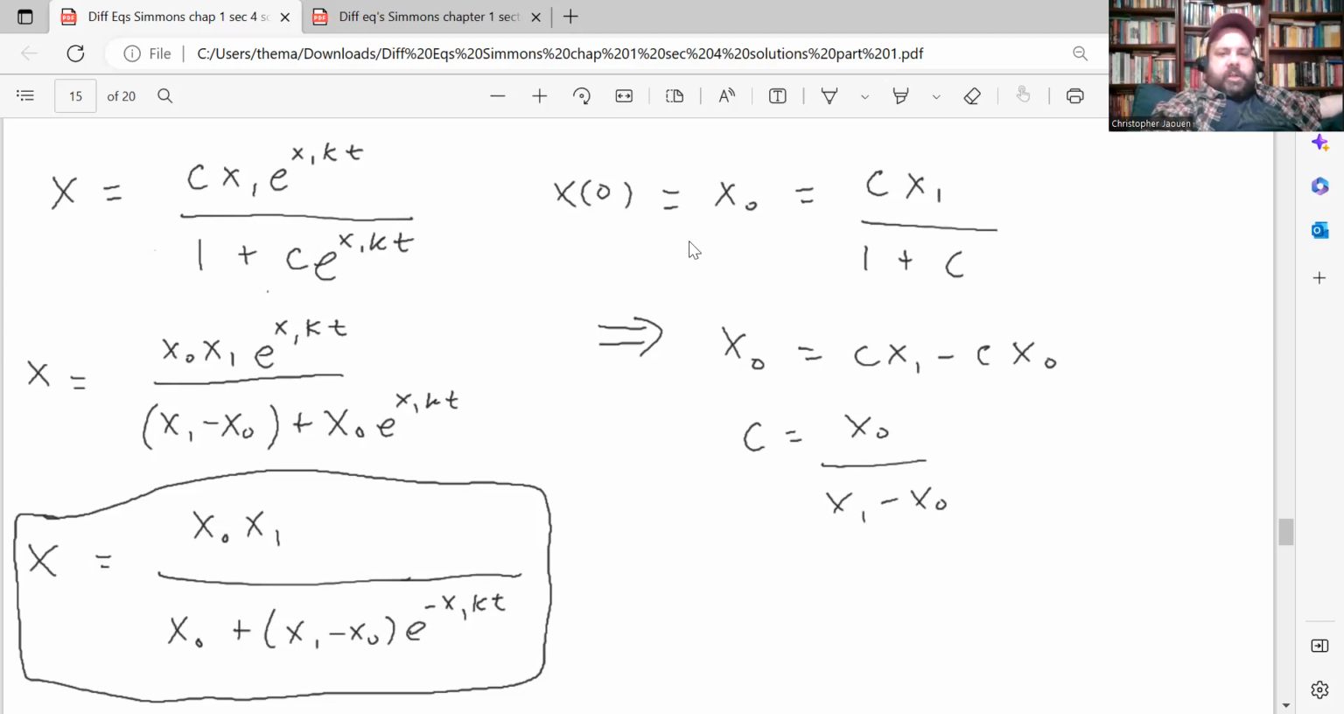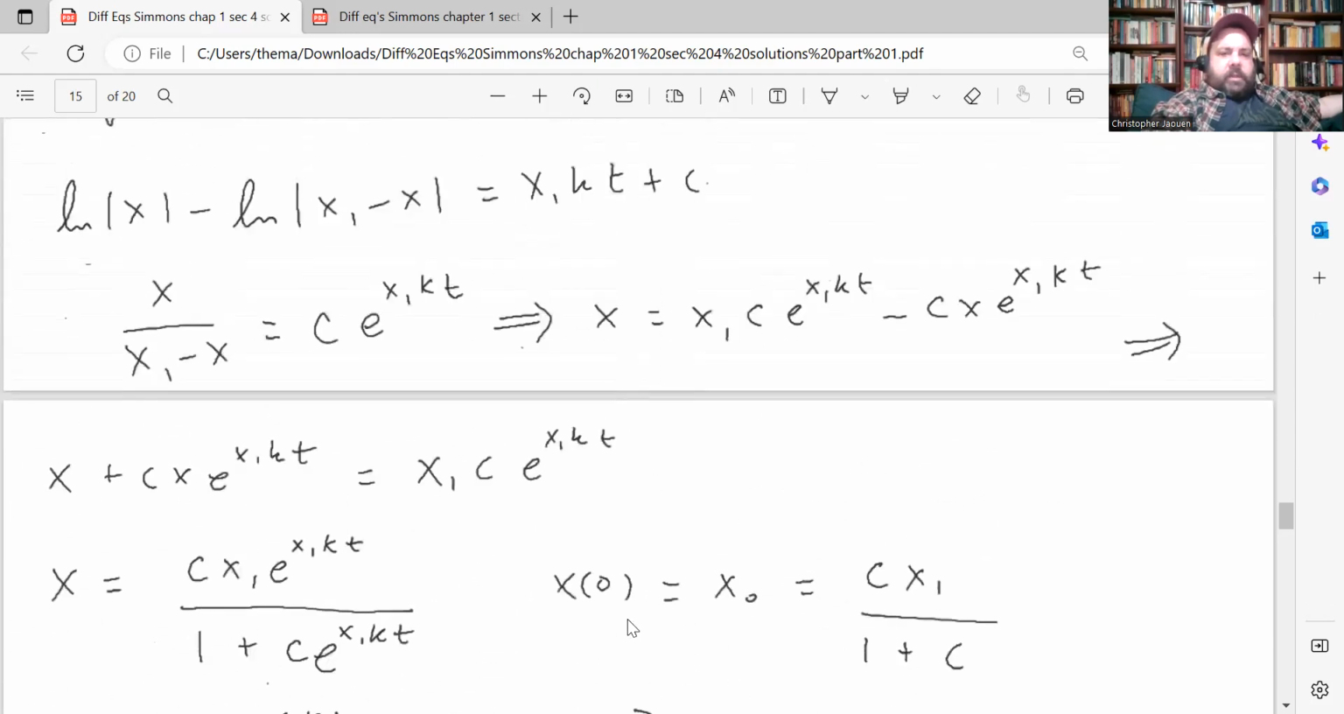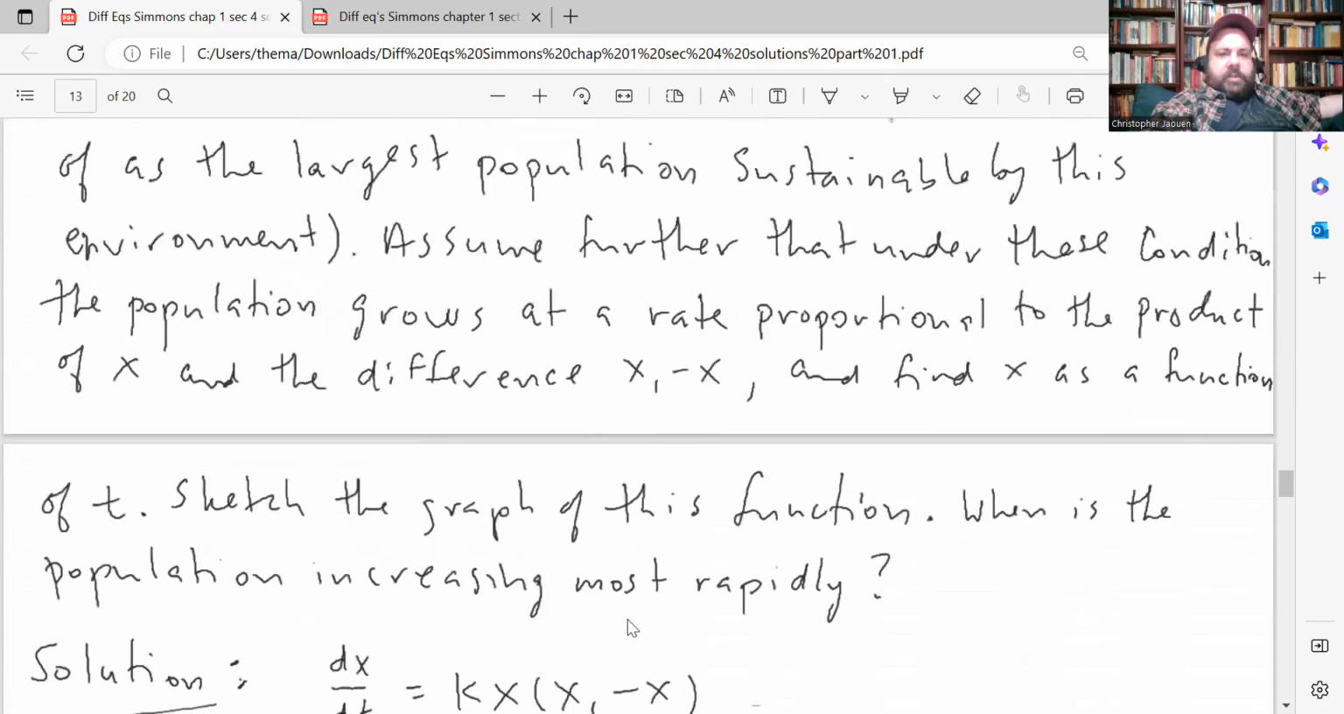So in this equation here, if you plug in 0 for t, you get that c has to be x0 over x1 minus x0. And then plugging it in and just simplifying everything, you get that thing. All right. So that's the function that gives you the population at time t.